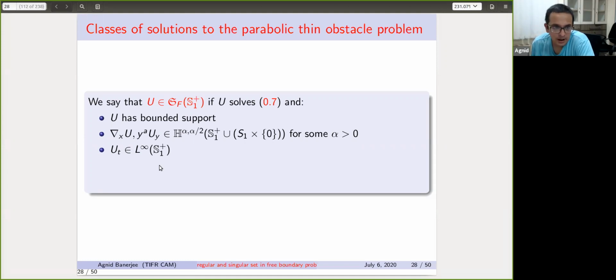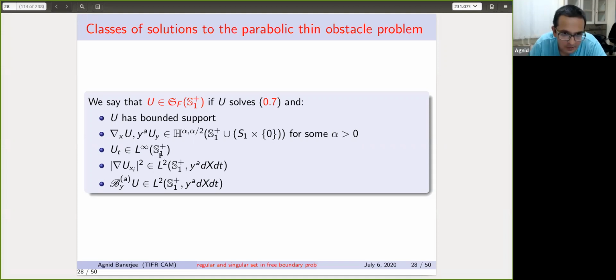And then you have that U_t is in L infinity, which is something we obtain. And then you have some second derivative estimates, which say that the gradient of U_{x_i} is in L2. Well, this should rather be L1 because I've taken a square over here. And then if you apply this Bessel operator to U, that should also be in L2.